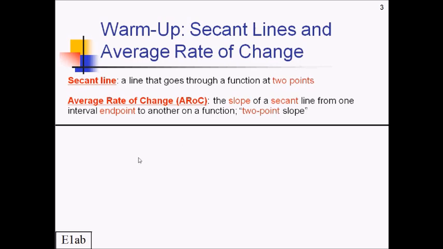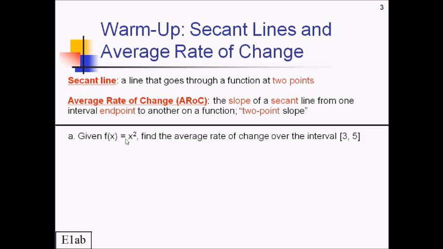So with that in mind, here's your warm-up. Given the function f of x equals x squared, see if you can find the average rate of change over the interval from x equals 3 to x equals 5. Give it a shot. All right, so let's see how that went.